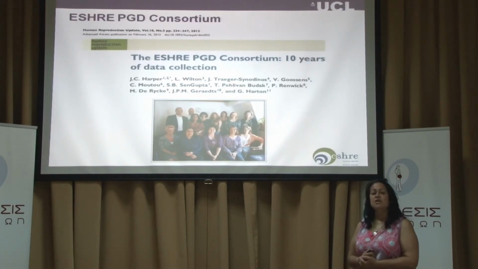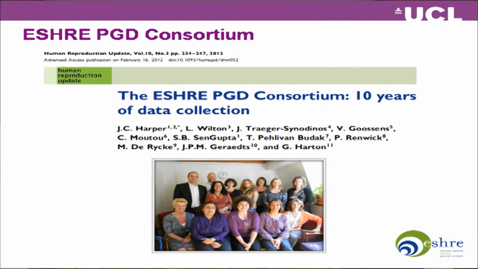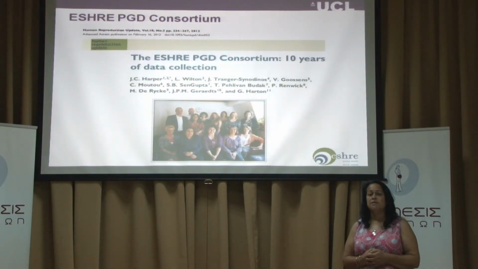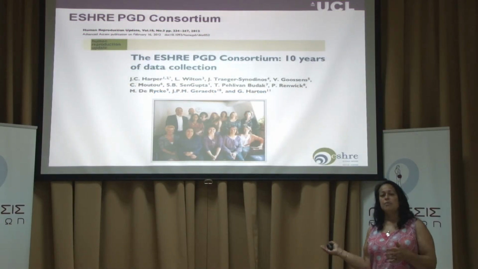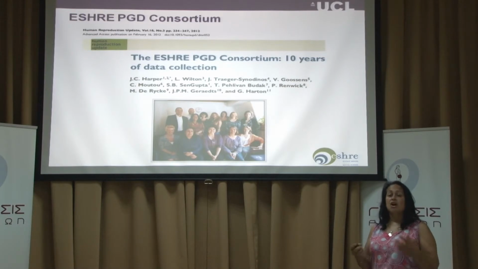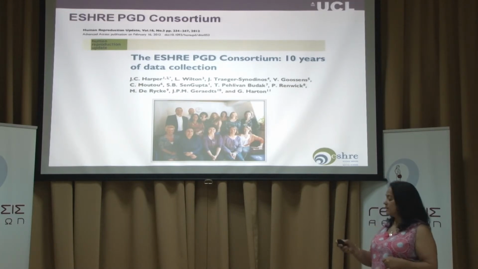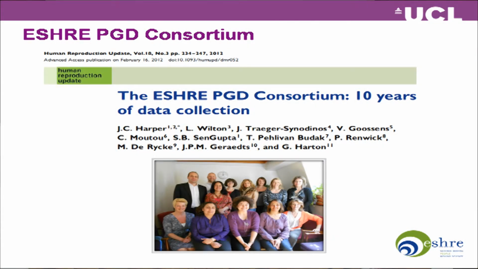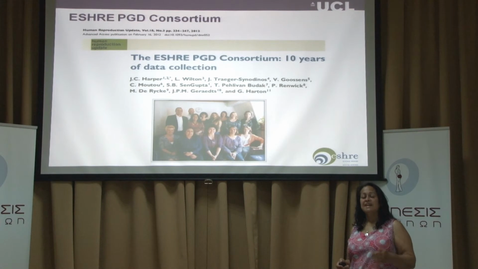So I just wanted to share with you a little bit of the data from the ESHRE PGD Consortium. If you go to eshre.com, you can get to the consortium webpage via the special interest group in reproductive genetics. And many of the papers, all of the papers I'm going to tell you about, are freely downloadable from the ESHRE website. So we set this up, as I said, in 1987, and I've been involved with it since that time. And one thing we do is annual data collection from the centres that submit data to us. We collect quite complicated data.